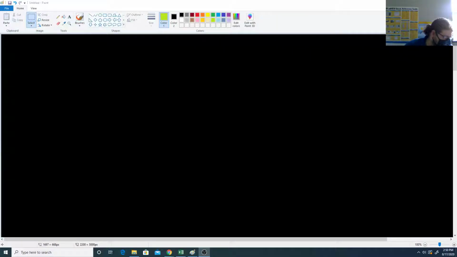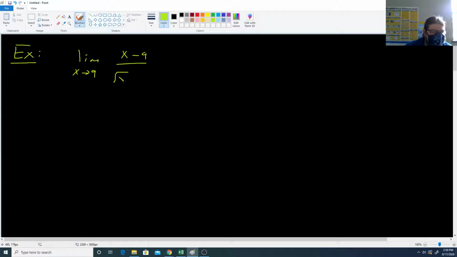Okay, so for this problem here, this is going to be example 2 from our textbook. What they're wanting us to do for example 2 is take the function and look at the limit as x approaches 9 of x minus 9, all that over square root of x minus 3.